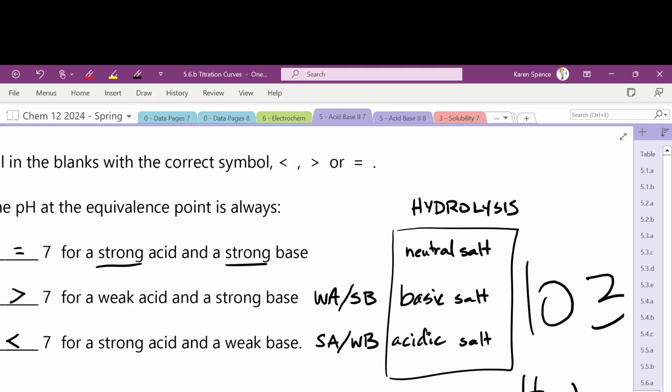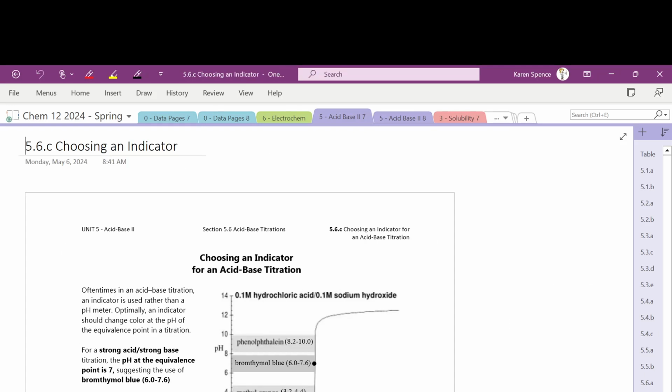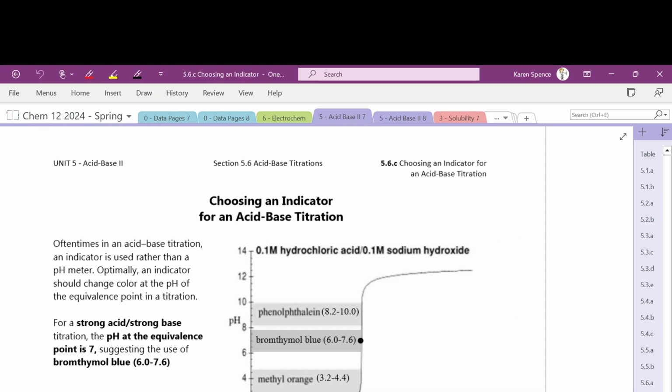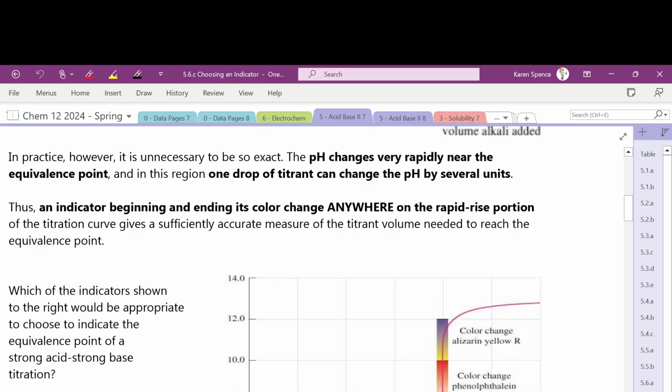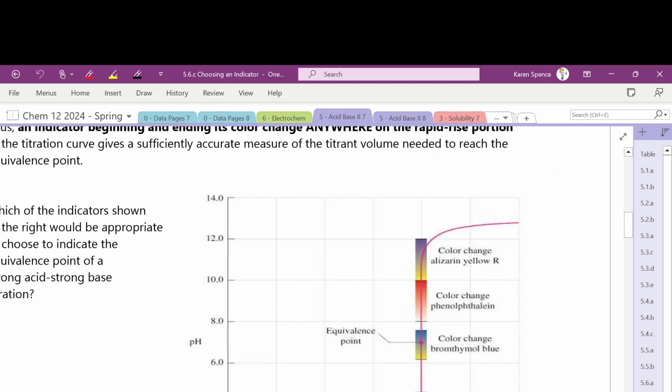Okay. 5.6c. Choosing an indicator for an acid-base titration. This is on page 106.